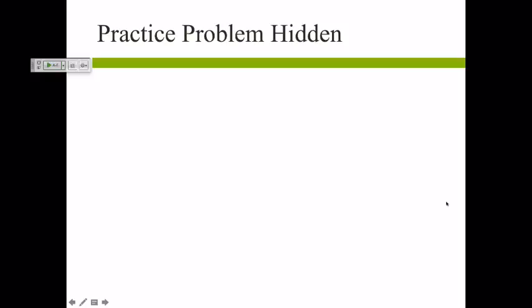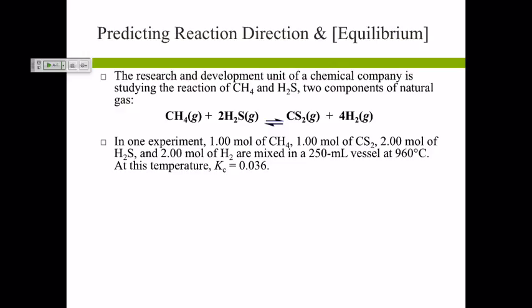I have some hidden practice problems that you guys can work on to figure out Q versus K. But for the last part of class, we're going to be doing this problem. So can I have someone read out the first couple parts of this problem? Can I have 3 volunteers? Miata is number 1. Chelsea is number 2. All right, Miata, go ahead and read that first bullet.